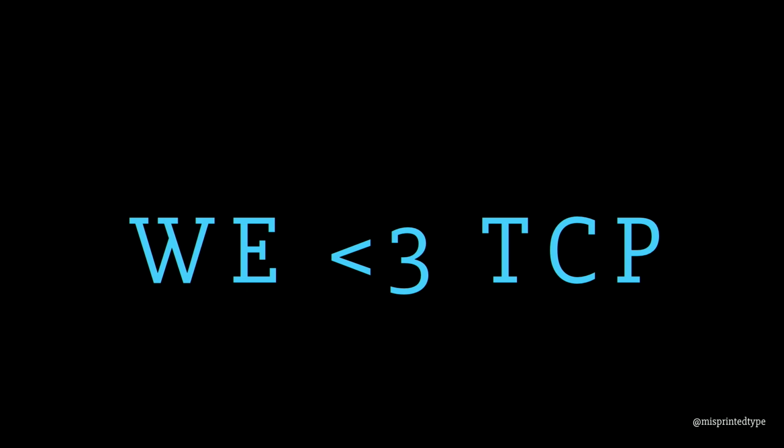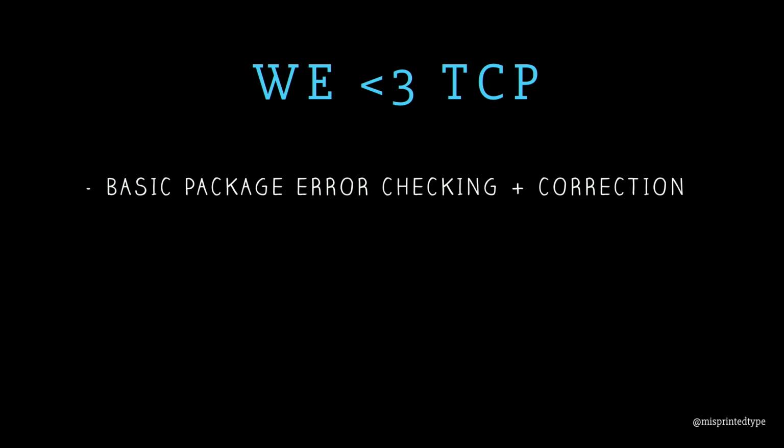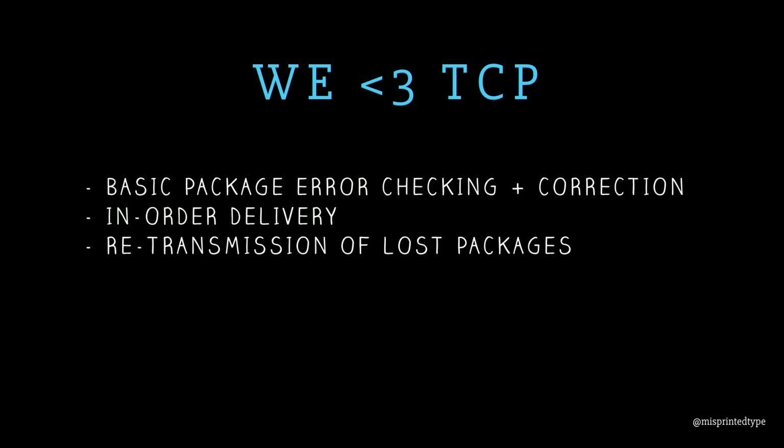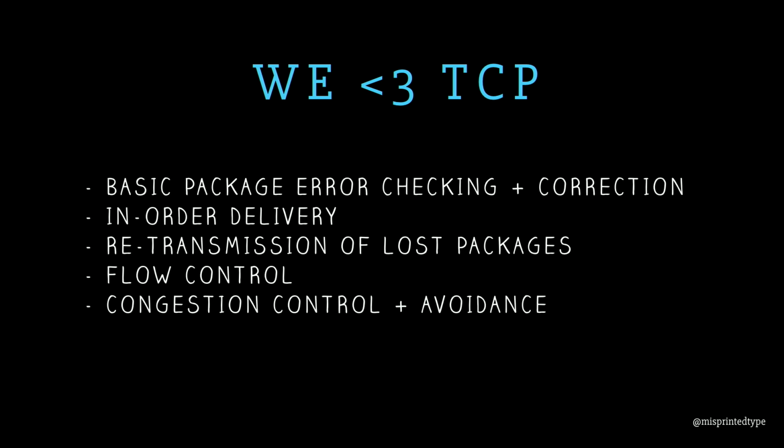Since TCP is an abstraction of a reliable network over an unreliable connection, it includes really cool features we already talked about, like basic package error checking and correction, in-order delivery, retransmission of lost packages, flow control, congestion control and avoidance. Really nice, right? Those features are all built in for a very, very specific purpose. So they also limit the possibilities of the protocol, of course, because they're optimized for a very specific use case.